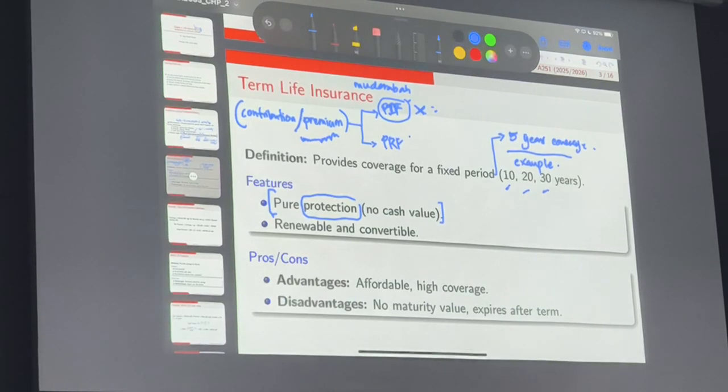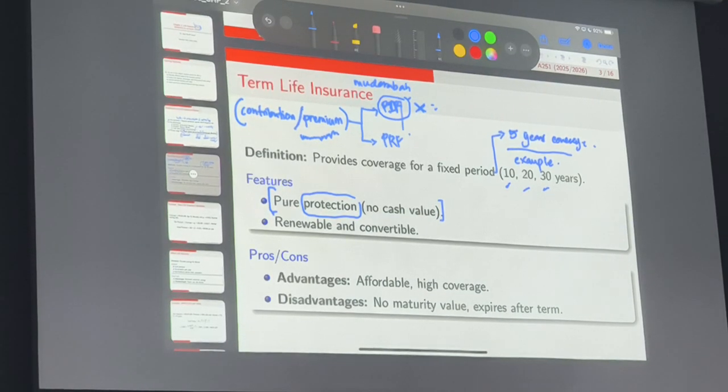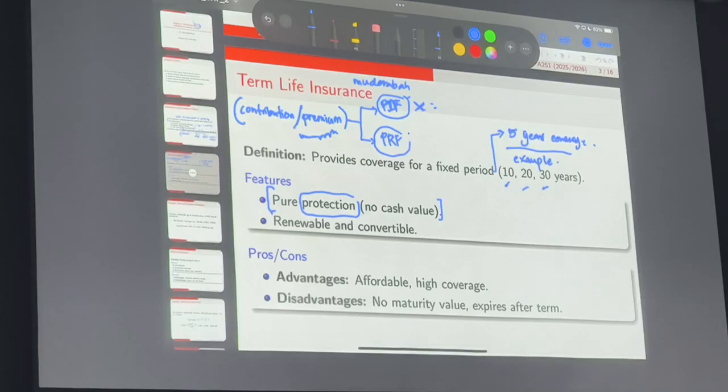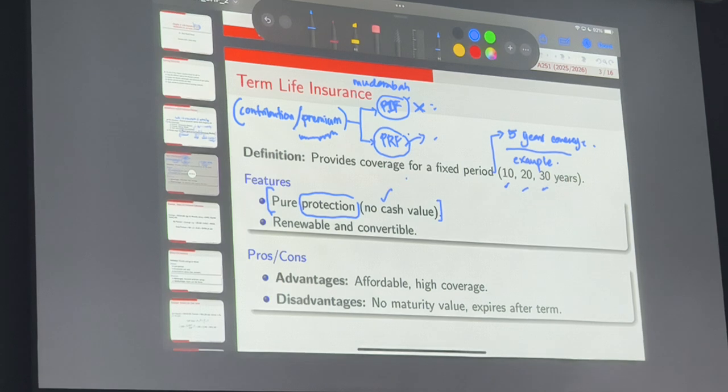Tapi kalau dalam takaful, we call it PRF, but then insurance dia tak panggil lah PRF ni. So just protection, no cash value.